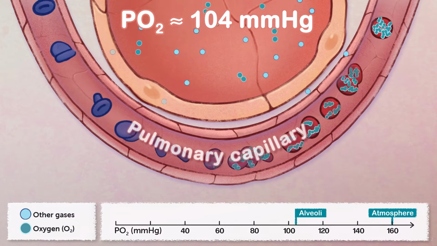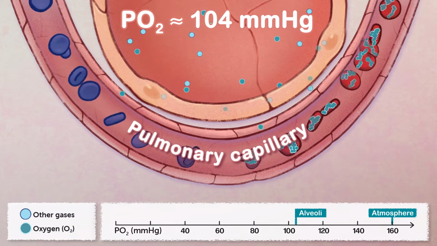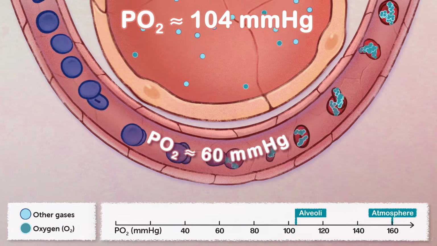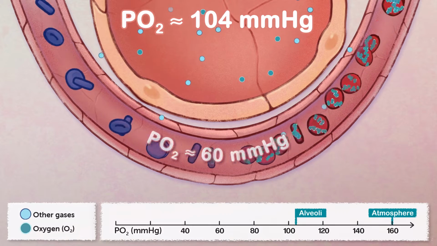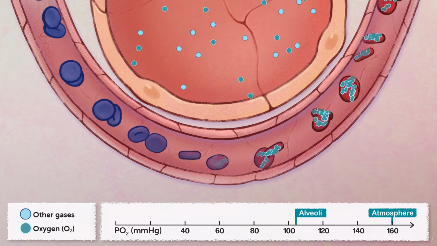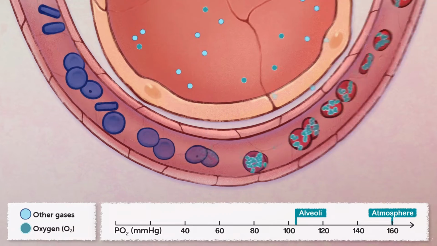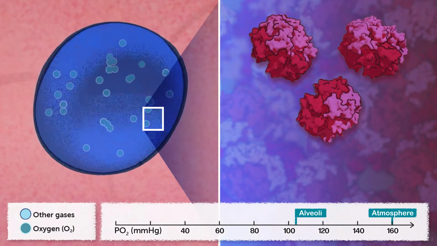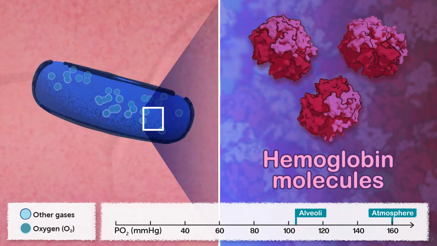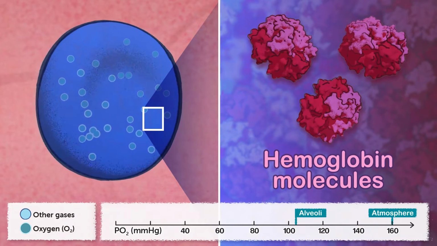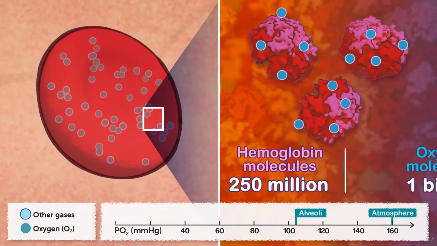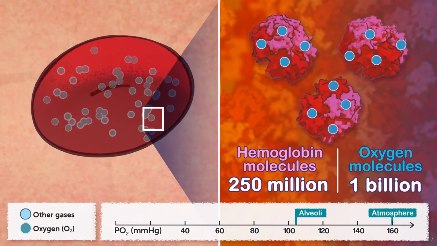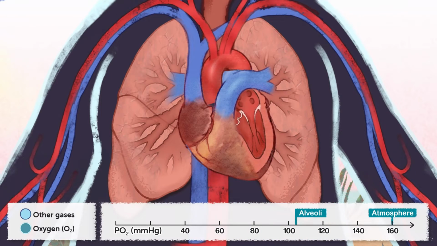The alveoli are surrounded by small blood vessels called pulmonary capillaries. The blood entering these capillaries has a lower PO2 than in the alveoli. Because of this PO2 difference, oxygen molecules in the alveoli diffuse into the blood. Blood contains red blood cells, which are packed with a protein called hemoglobin to which oxygen binds. Each red blood cell contains over 250 million hemoglobin molecules, which can transport over 1 billion oxygen molecules. The blood that leaves the lungs is rich in oxygen.